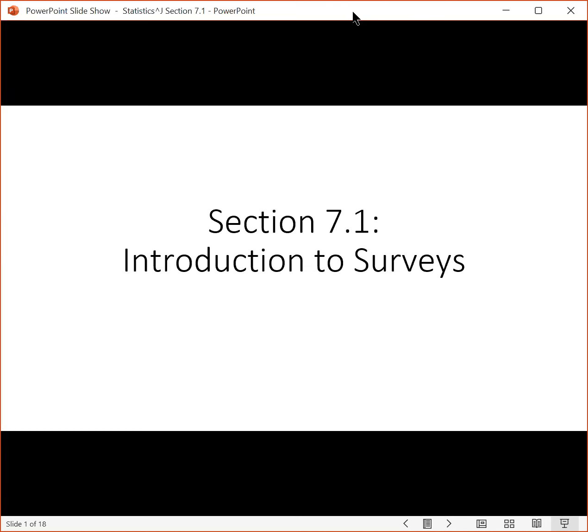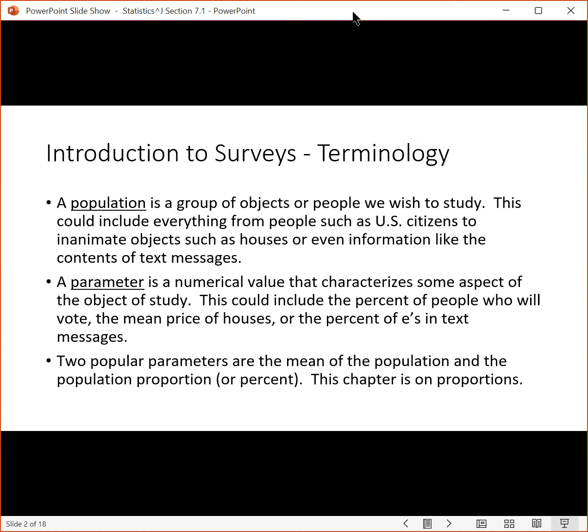Hello. In this video, we will cover section 7.1, which is on an introduction to surveys. Let's start off with some terminology. A population is a group of objects or people we wish to study.